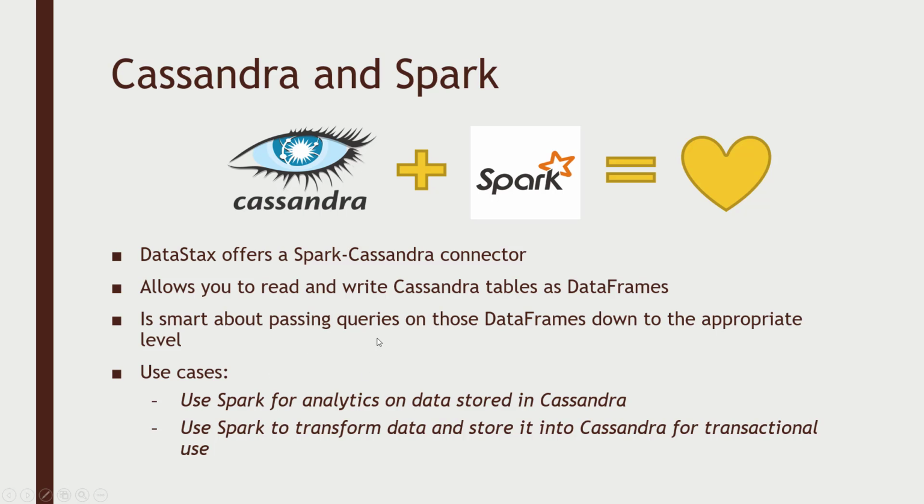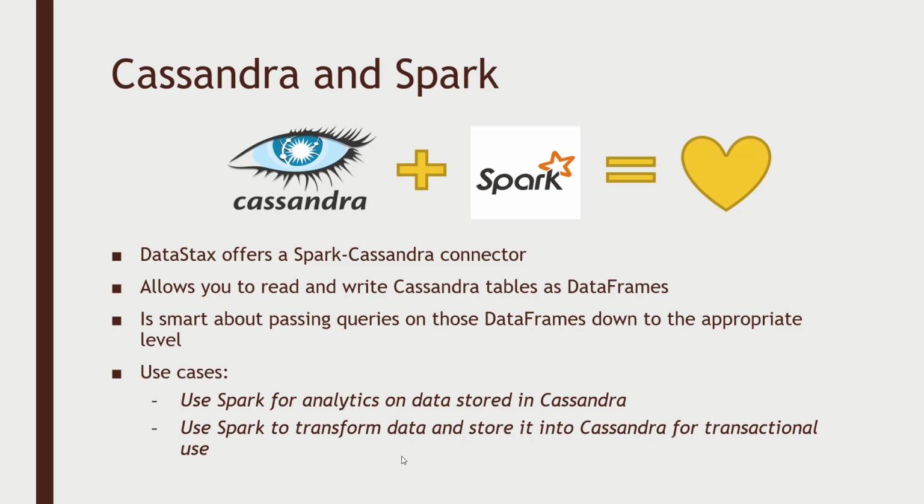So a couple of use cases for this kind of scenario. One, like we talked about, is to use your Spark cluster for analytics on data that's stored in Cassandra. And if you're going to do that, you really should have a separate Spark cluster that's replicated from your transactional one. You can go the other way as well. So you can also use Spark to transform data that's coming in and store it into your Cassandra cluster for use on the transactional side.